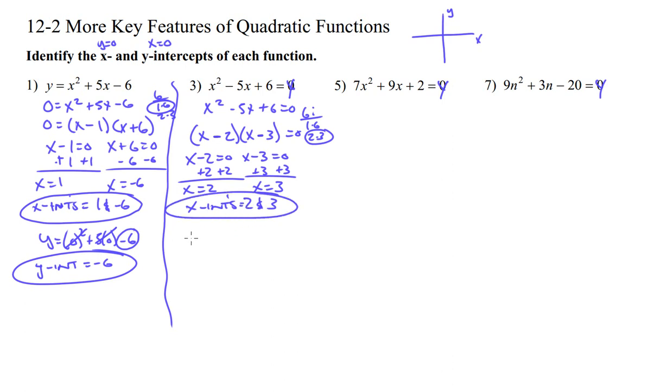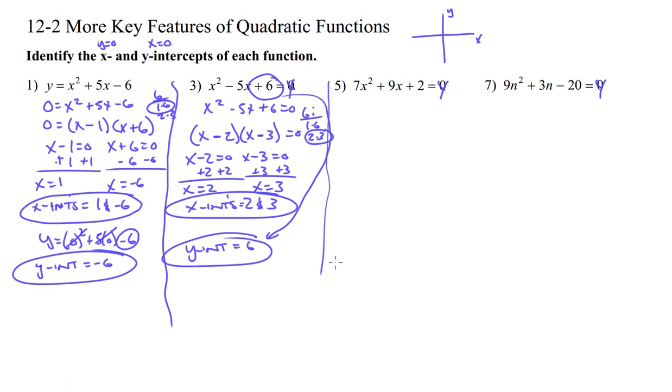Okay? And then the y-intercept, again, you can go back through and plug 0 in for these x's. But guess what? That constant number there, that's going to be our y-intercept. Y-intercept is 6. Okay?